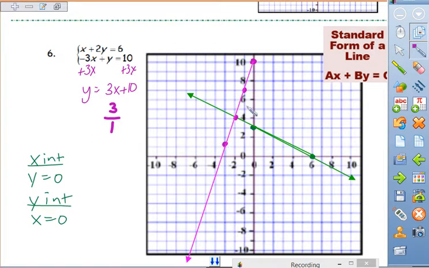Okay, so I'm looking for those two lines to cross, and that's going to happen at this red dot. So it looks like it's negative 2, positive 4.